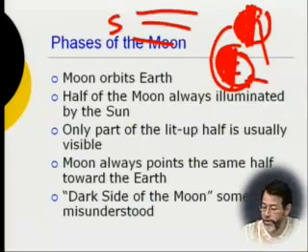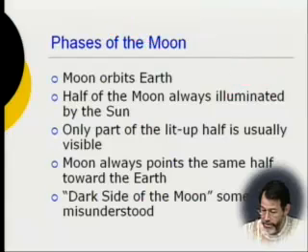Similarly, the moon, if you're on the dark side of the moon, you're one of the few people who's ever visited the moon. So you're really lucky. However, you don't see the sun. You may see the Earth. So we'll get into that. All right, so half of the moon is always illuminated. Only part of the lit up half is usually visible.